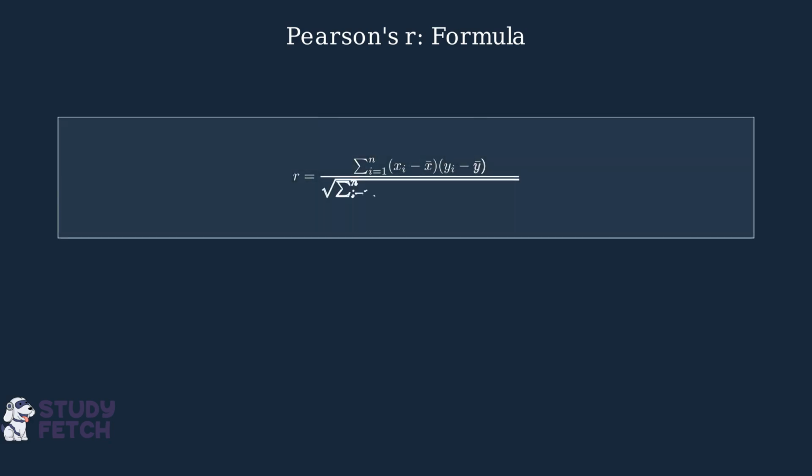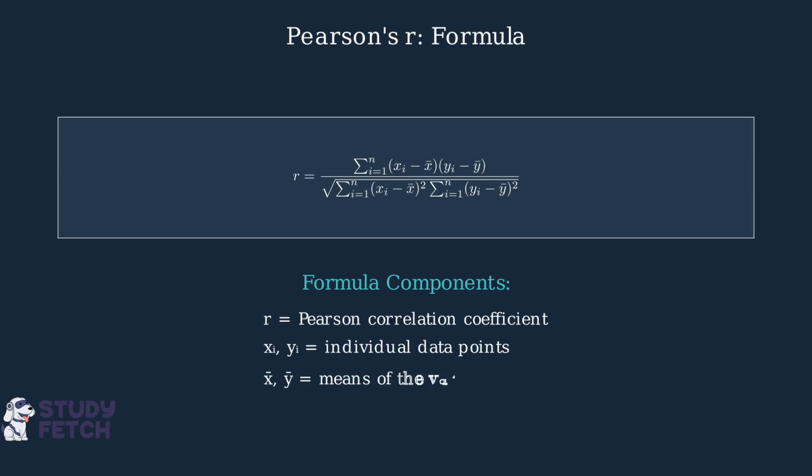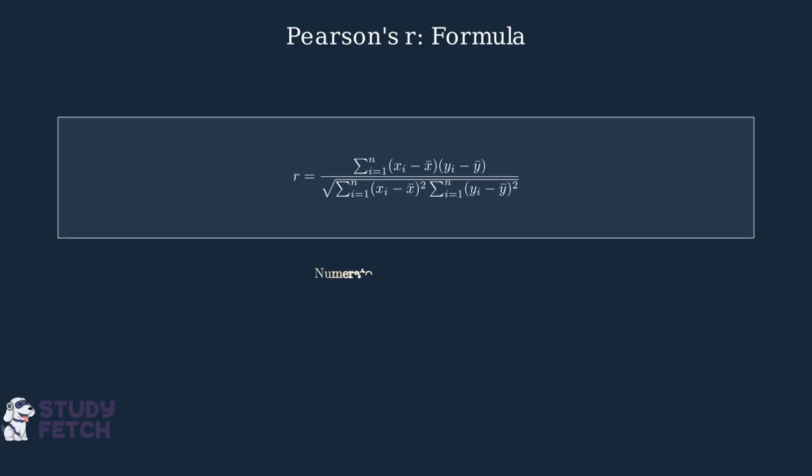The formula for Pearson's R might look intimidating at first, but we can break it down into manageable parts. Let's understand what each component of this formula represents. The numerator calculates the sum of products of deviations from the mean for each pair of data points. The denominator normalizes this value by the product of standard deviations, ensuring R is between -1 and +1.